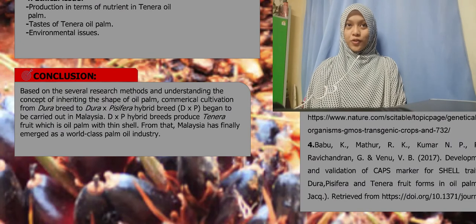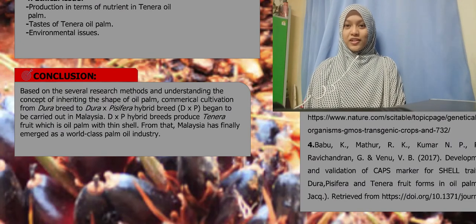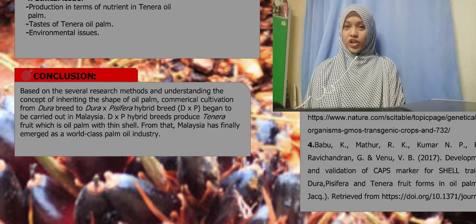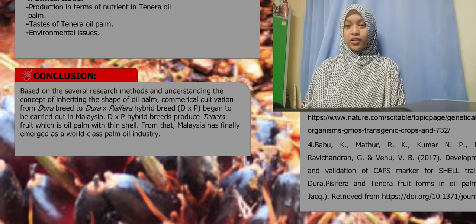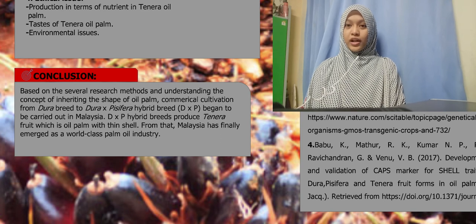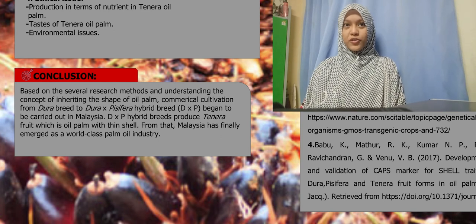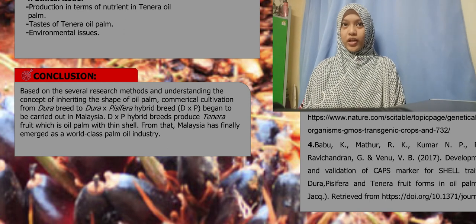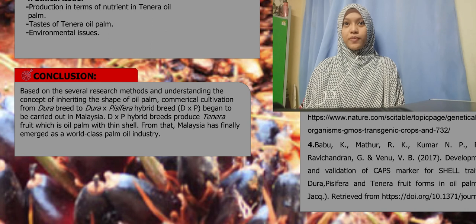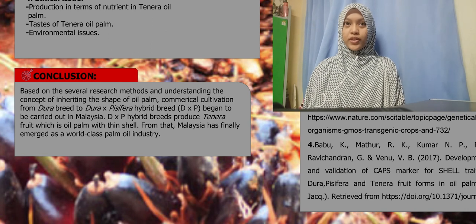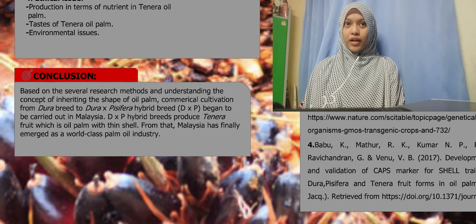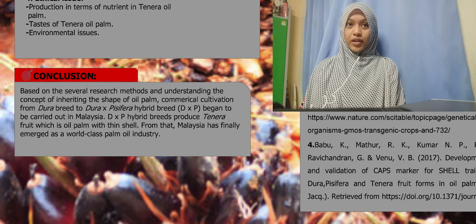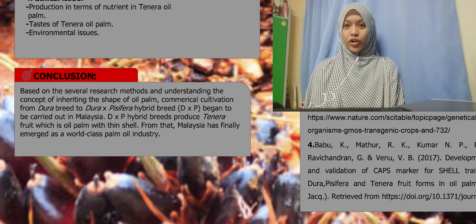So, as for the conclusion, based on the several research methods and understanding the concept of inheriting the shape of oil palm, commercial cultivation from Dura breed to Dura X Pisifera hybrid breed, which is DXP, began to be carried out in Malaysia. DXP hybrid breeds produce Tenera fruit, which is oil palm with a thin shell. From that, Malaysia has finally emerged as a world-class palm oil industry.